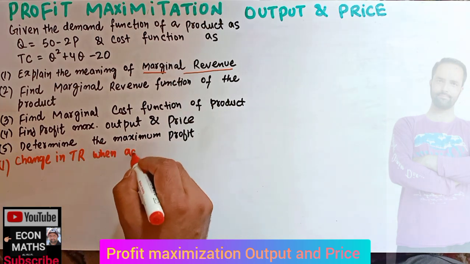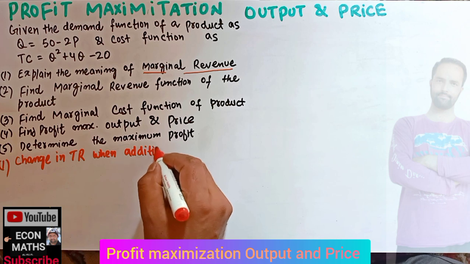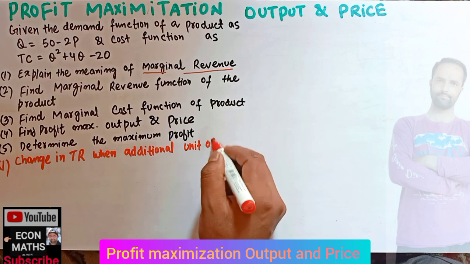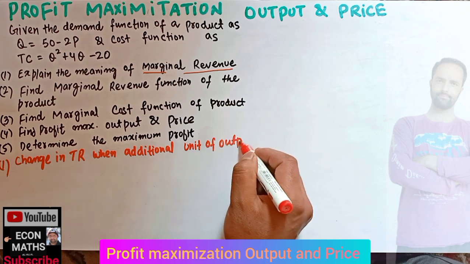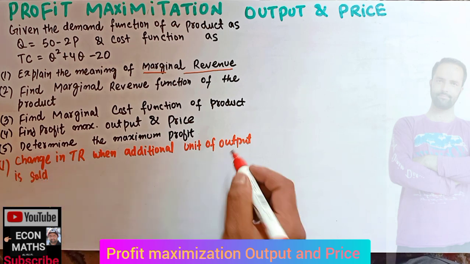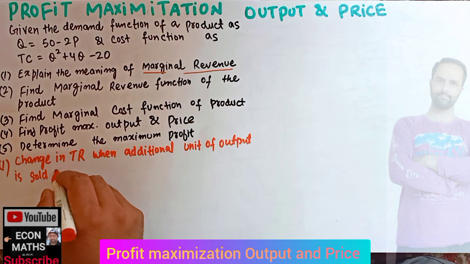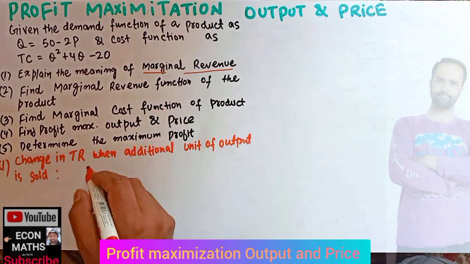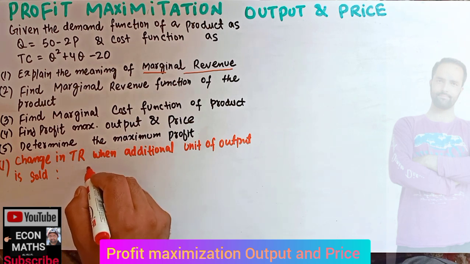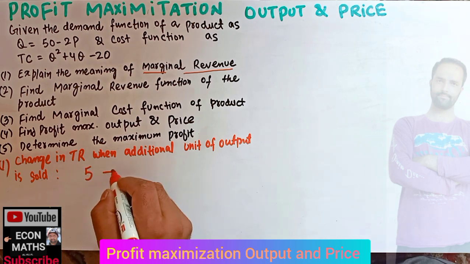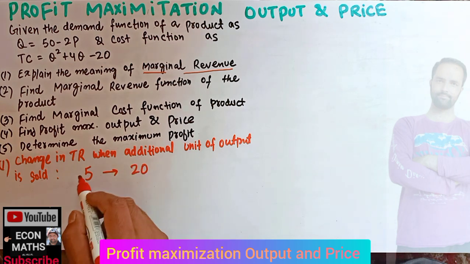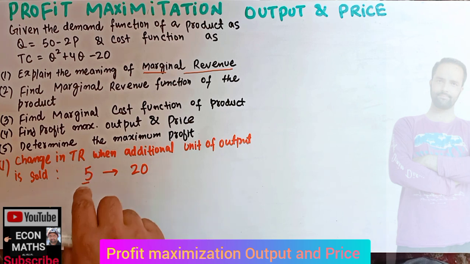when an additional unit of output is sold, or product is sold. Simple thing. Let me explain it here. Let us say if we sell 5 units of output, and it gives us total revenue of, let us say, 20. So 5 units of output gives us total revenue of $20.